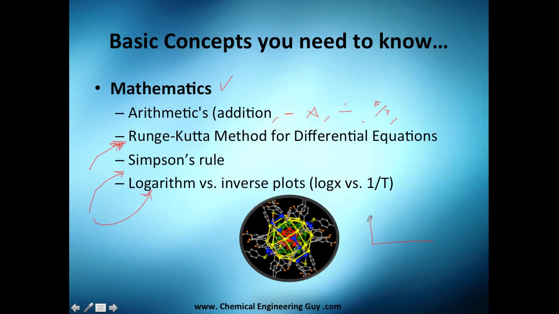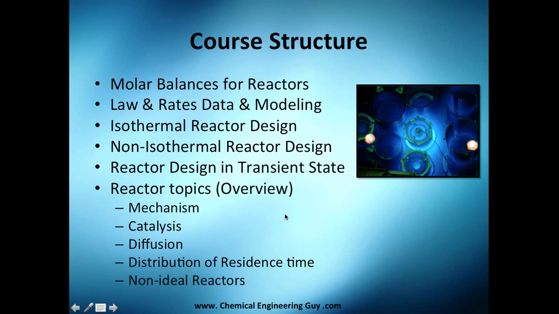So you will see that there are many processes in which if you take the logarithm of one value and the inverse of the other value, you will get a straight line, even though when you just plot the values directly, you will get something strange. If you do this, you will get a straight line. So if you don't know it, okay, I'm going to do it also here. You've seen that also in the mass balance course. And yeah, essentially those are the basic concepts you need to know.